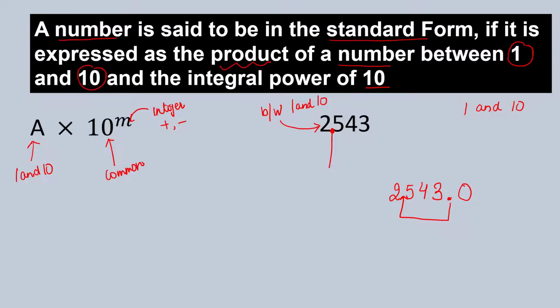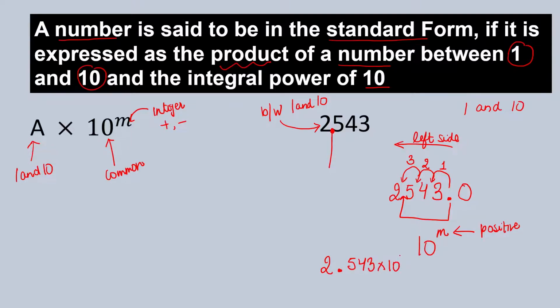So how many steps are you taking while moving towards the position of decimal? So how many steps you have taken? 1, 2 and 3. What is the direction? Direction is left side. So whenever you are moving towards left side, your exponent in 10 raised to the power m will be positive. So our number will become 2.543 into 10 raised to the power 3.